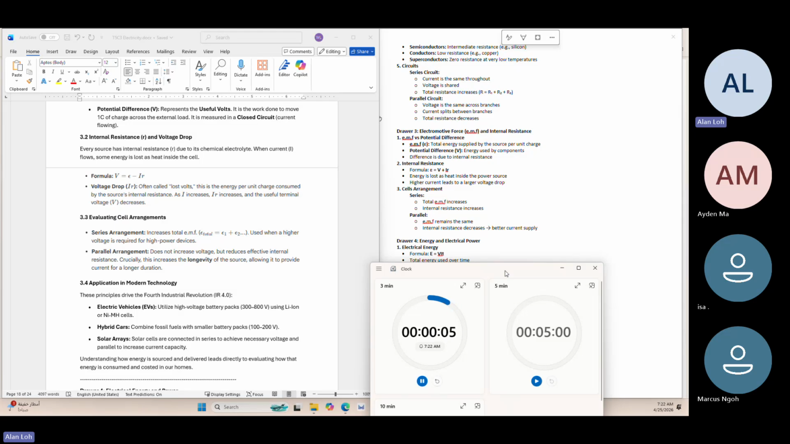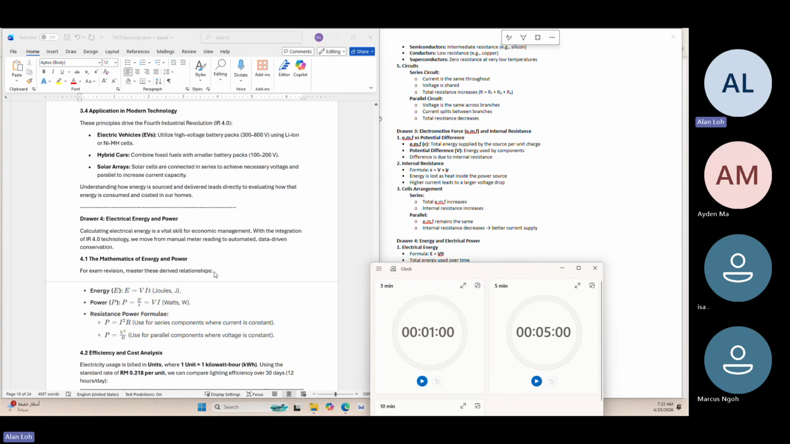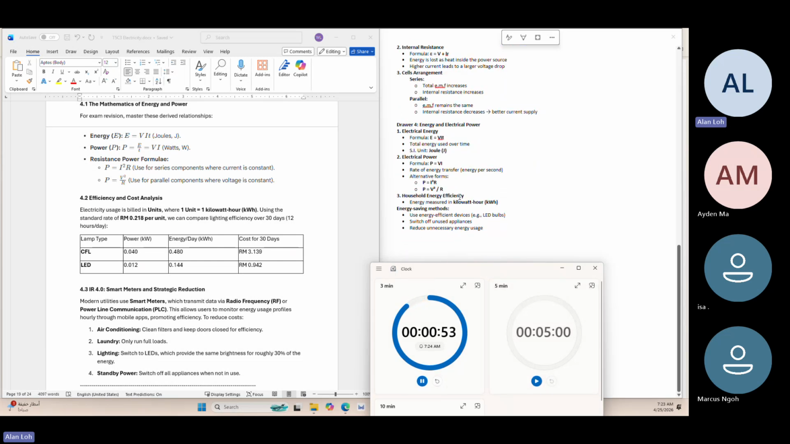Right, time's up. So let's continue on drawer 4. Let's see how long this is. Let's do 2 minutes. Drawer 4. 4.1, 4.2, 4.3. 2 minutes. Let me move up for you as your reference.